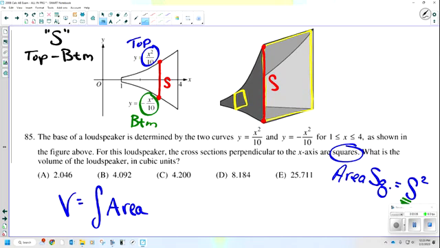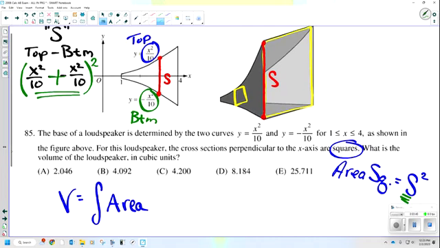Let's go ahead and figure that out right quick. The top is x squared over 10 minus the bottom function, which is negative x squared over 10. Whenever I subtract the negative, it just turns to a positive. So this right here is my side. When I integrate to find volume, I integrate the area, so I square the side. If this is the side, don't forget, I need to square it. That is what's going into my integration.